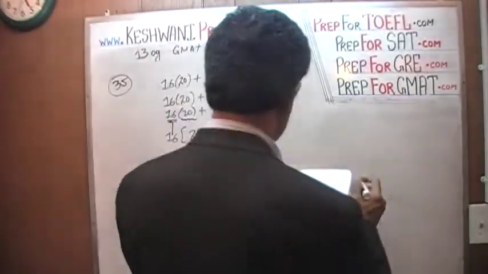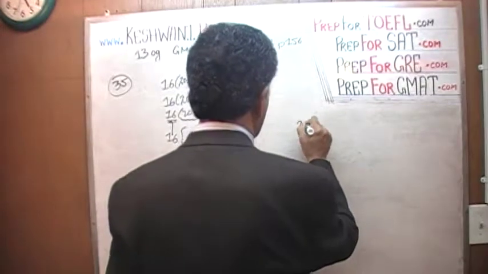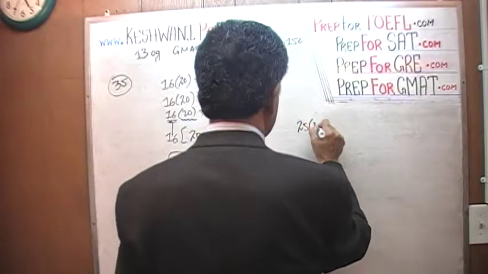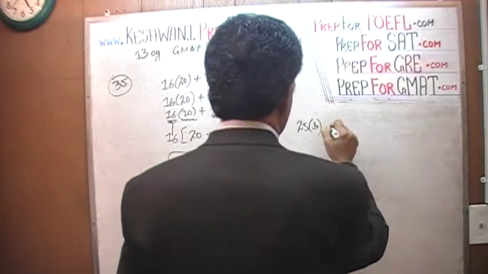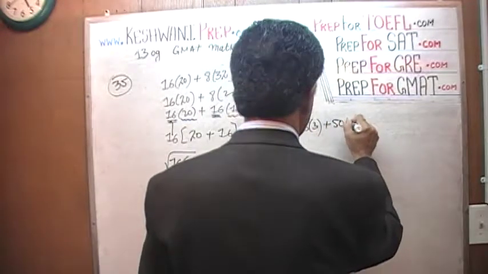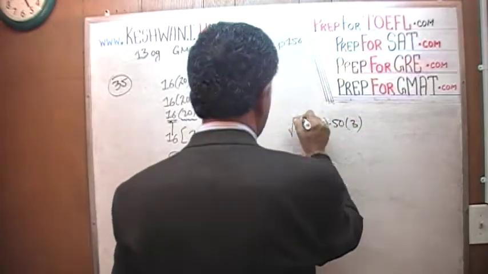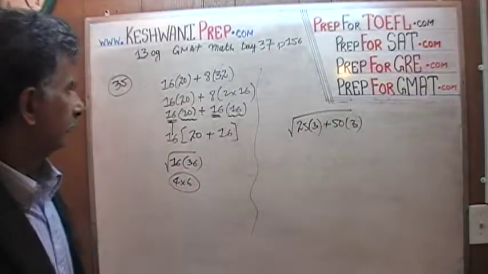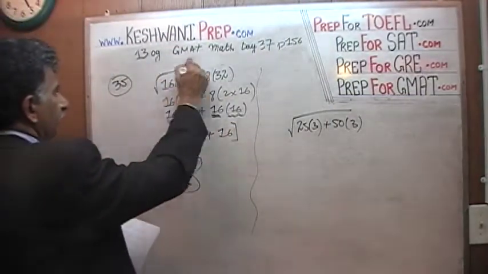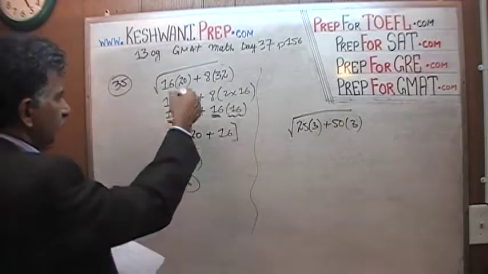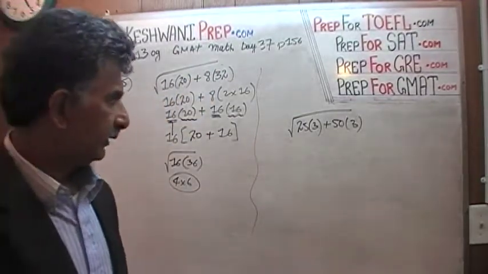Here we go. 25 times 3 plus 50 times 3, and of course the square root of it. So this was also, if they were asking for the square root of it, we would have had the square root everywhere. I just didn't bother with it.